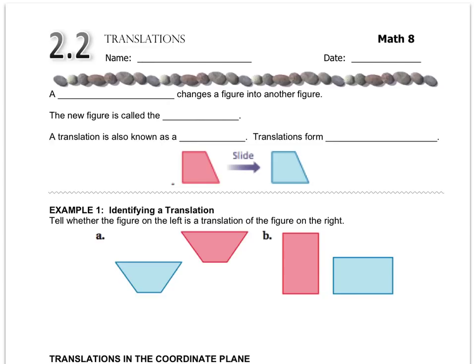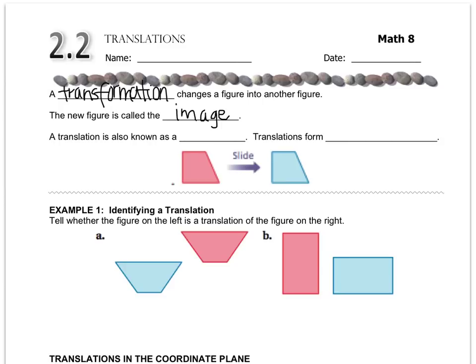Translations are the first in a series of these things called transformations. A transformation changes one figure into another. The new figure is called the image. And the one that I said we're going to talk about today is called the translation.